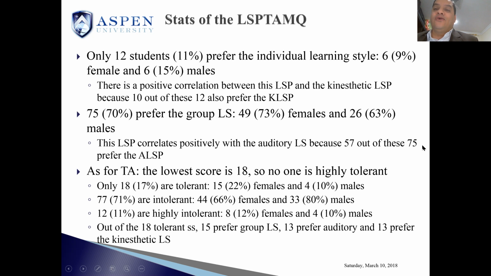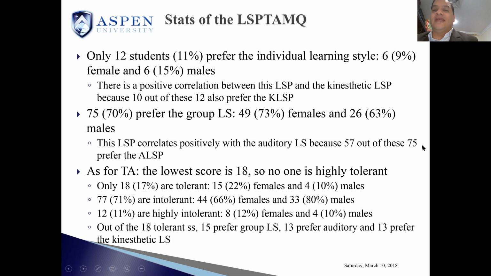What's surprising is that only 18 of them, which is 17%, scored at the tolerant score. There wasn't a single student whose score meant highly tolerant. 77 of them are intolerant, with 44 girls and 33 boys. Here, the boys are more intolerant because it's 80%, and the girls, 66% of them are intolerant.